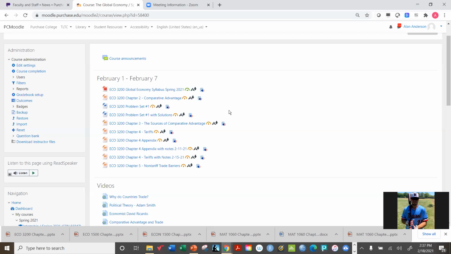Now, also, somewhere along the way, I think we need to start doing some problem sets, which I think we did one of them already. Yeah, I see it right here.